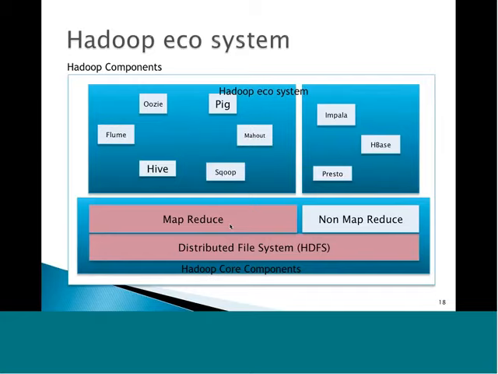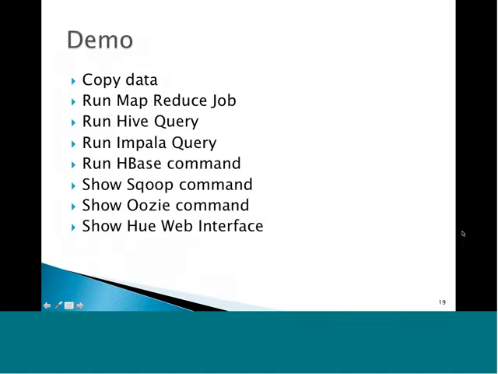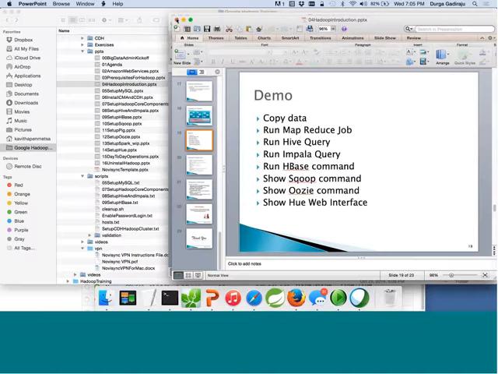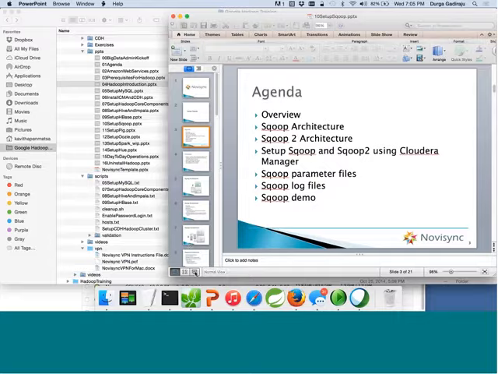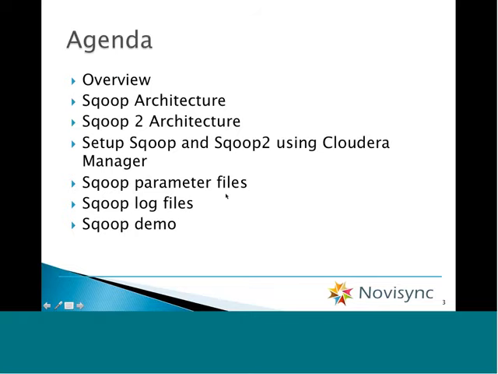That being said, now we'll get into the details of sqoop. We'll see the overview of sqoop, and we will talk about architecture. There are two architectures, sqoop and sqoop2, and we'll see how sqoop and sqoop2 can be configured using Cloudera Manager. We will talk about sqoop parameter files and log files, and then we will see the demo.